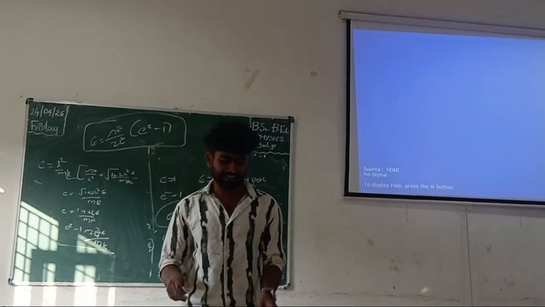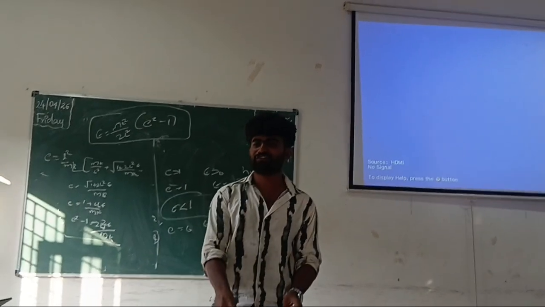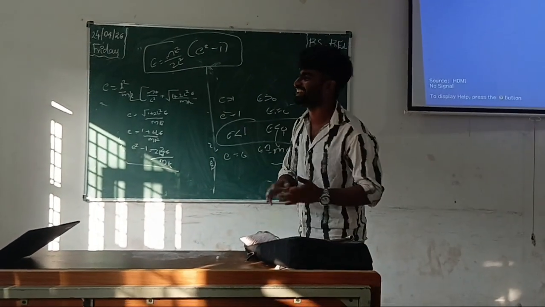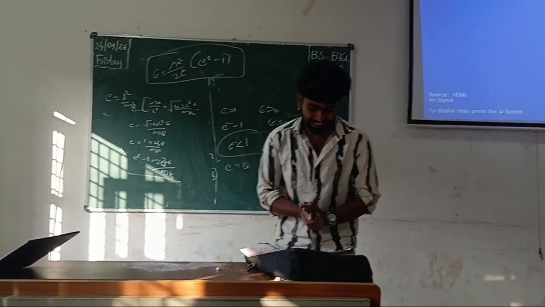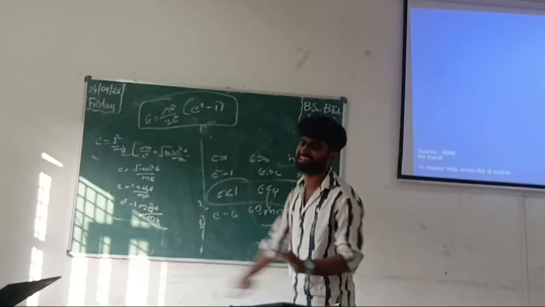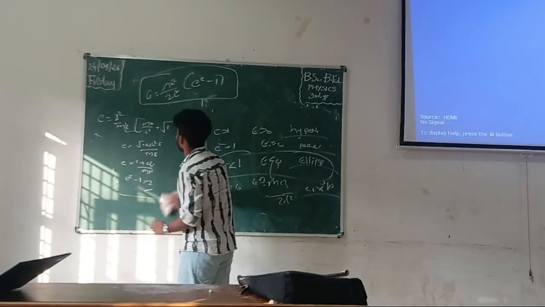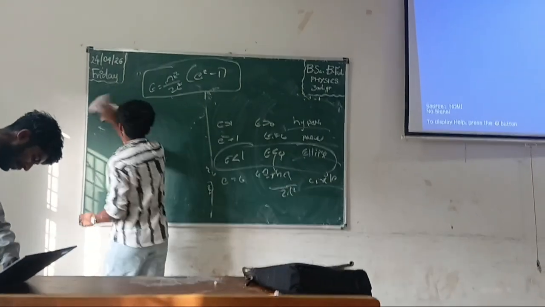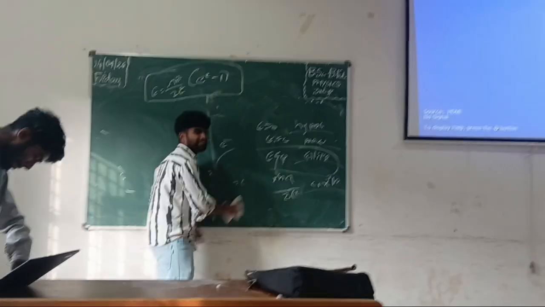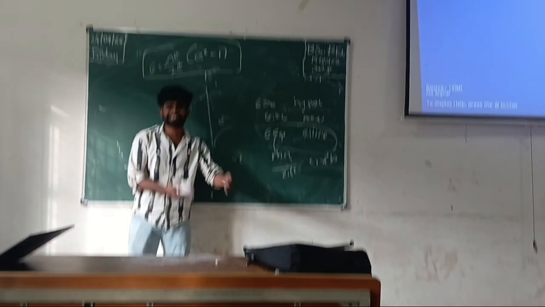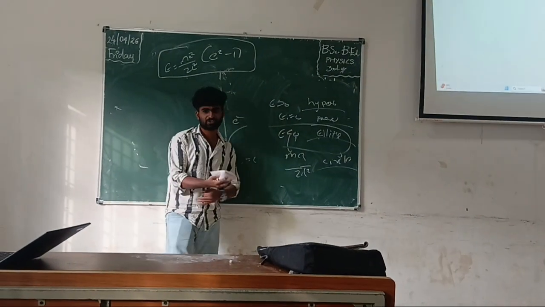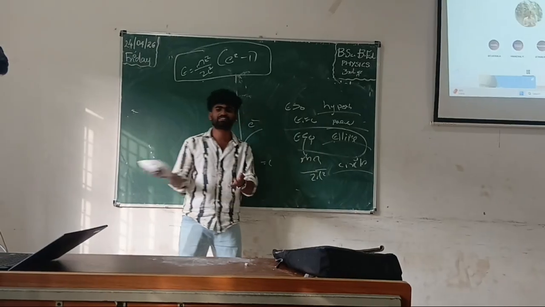Next is the second law, that is the law of equal areas or law of areas. This was also proposed by Johannes Kepler, and the second law deals with area. For that also there is a derivation. Next is Kepler's third law, for which there is also a derivation. So we are going to verify these three laws.